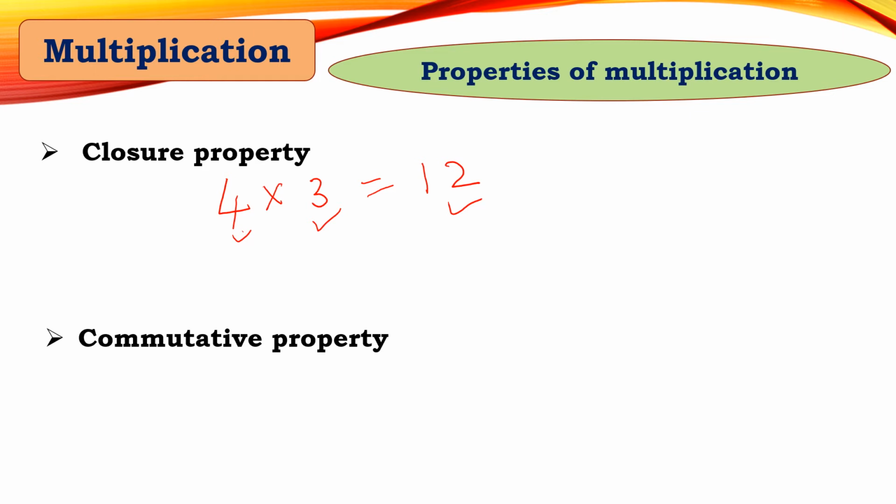Next, commutative property. Let me take two whole numbers 6 and 3 and let me find their product. What is 6 multiplied by 3? I get 18. Let me change the order. What is 3 multiplied by 6? I get 18. So what did you understand from this? This shows that if we multiply a pair of whole numbers, we get the same product irrespective of the order of multiplication. We say that multiplication is commutative.